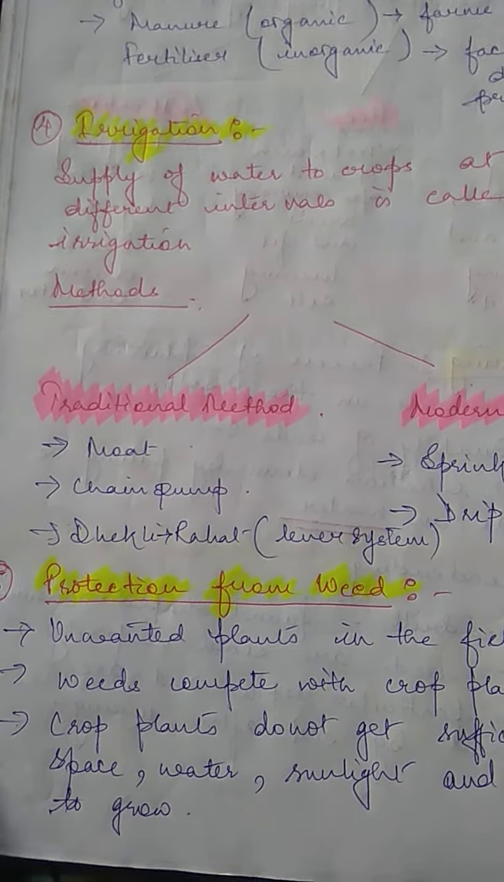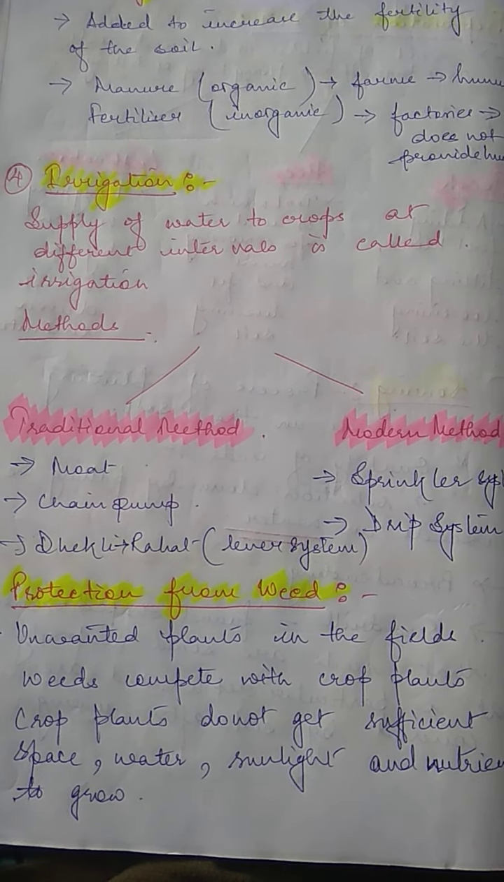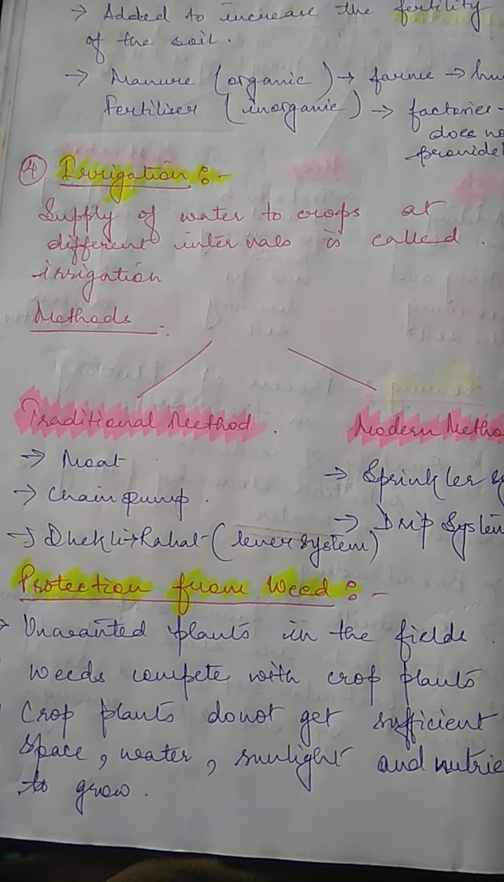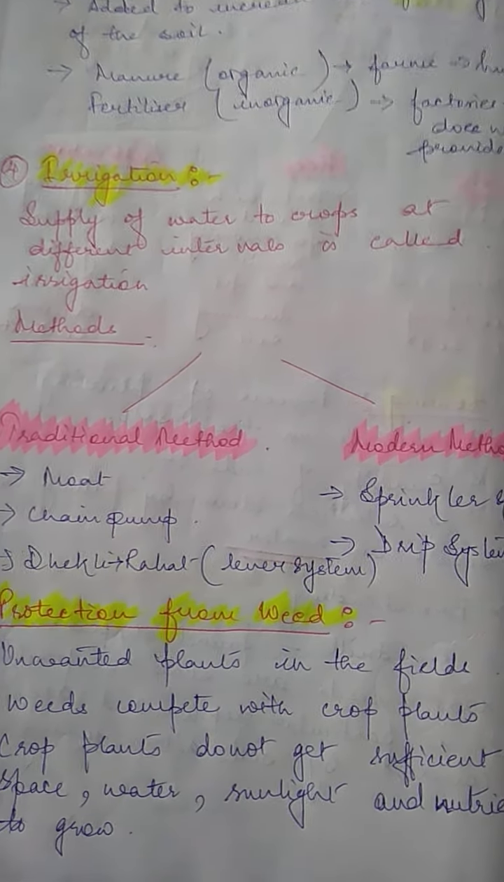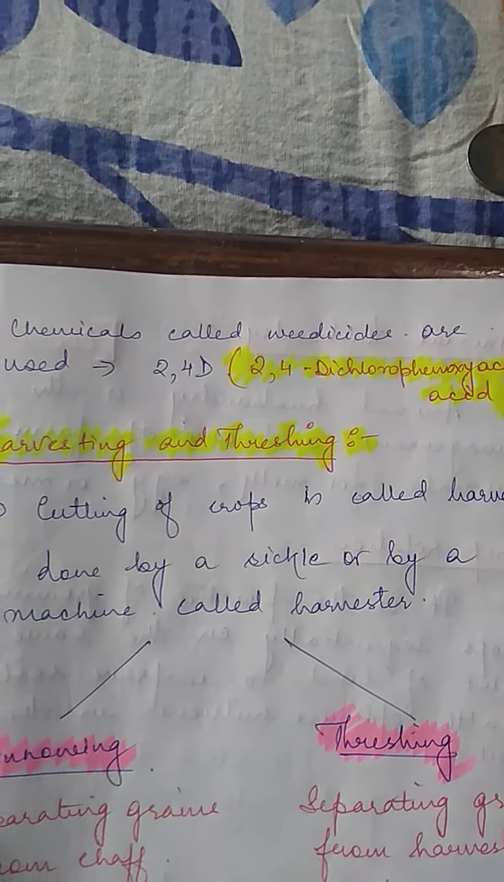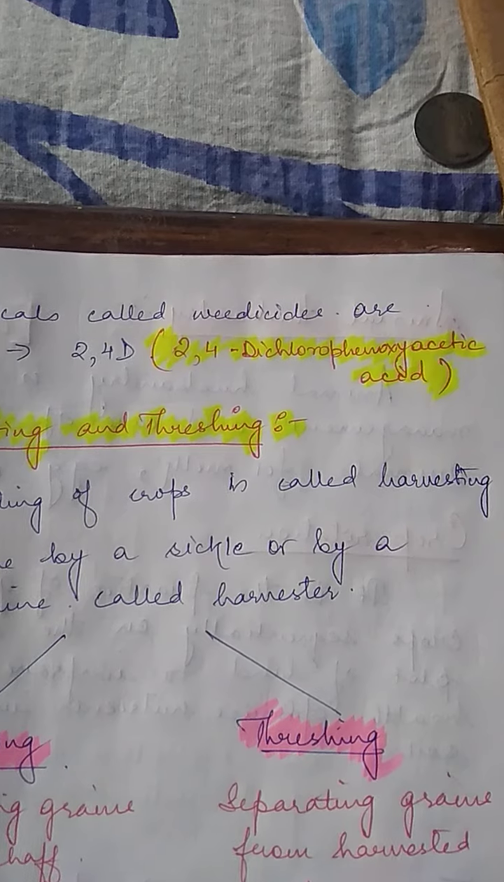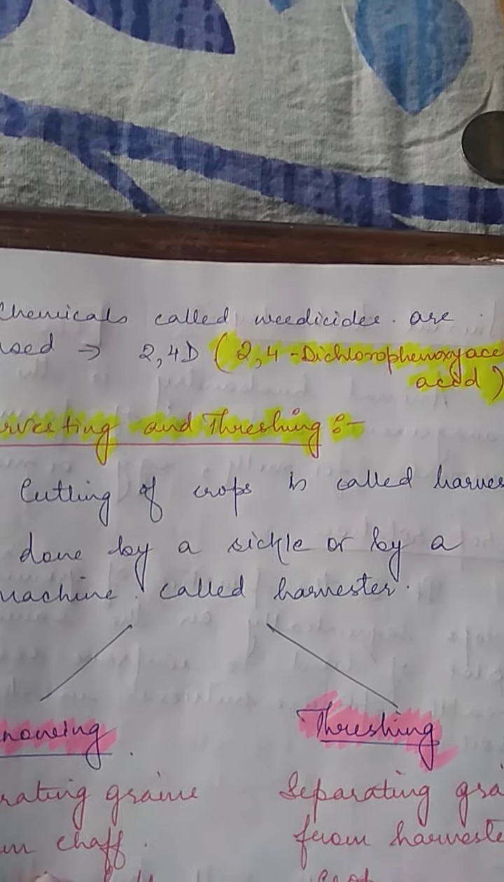Next is protection from weeds. Weeds, as we know, are unwanted plants in the field. They compete with the crop plants, and crop plants do not get sufficient space, water, sunlight and nutrients to grow. So we have to remove the weeds. One of the chemicals used is known as 2,4-D. Full form is 2,4-dichlorophenoxyacetic acid. These are known as weedicides.